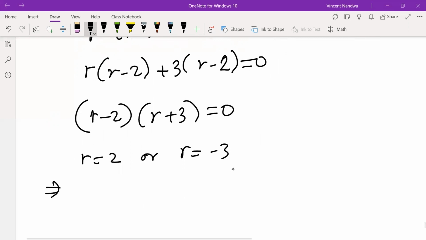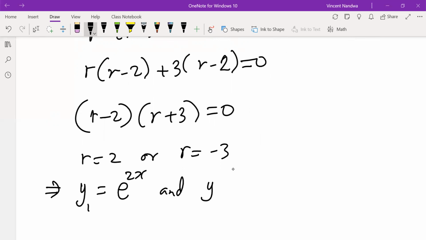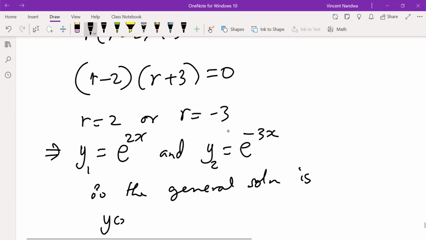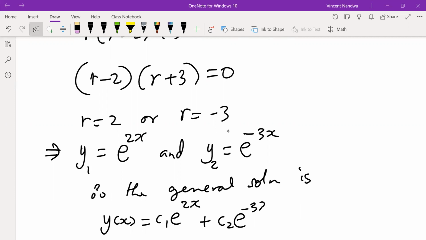Now this tells us that y1 is e raised power 2x and y2 is e raised power minus 3x. So therefore the general solution is y of x equals c1 e raised power 2x plus c2 e raised power minus 3x, since we know that it's usually given by y equals c1 y1 plus c2 y2.